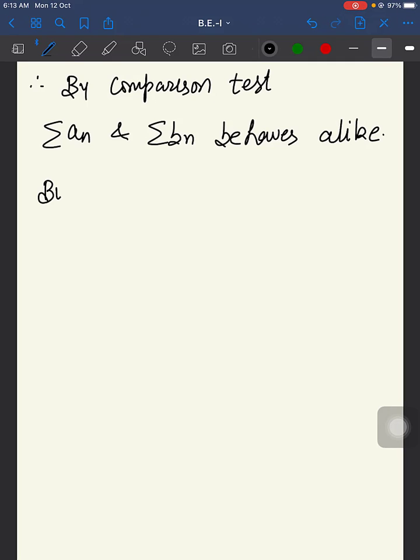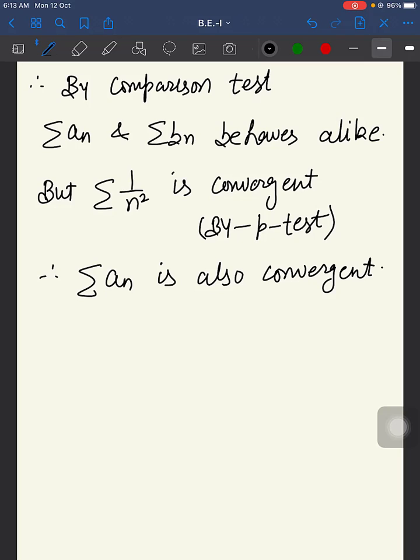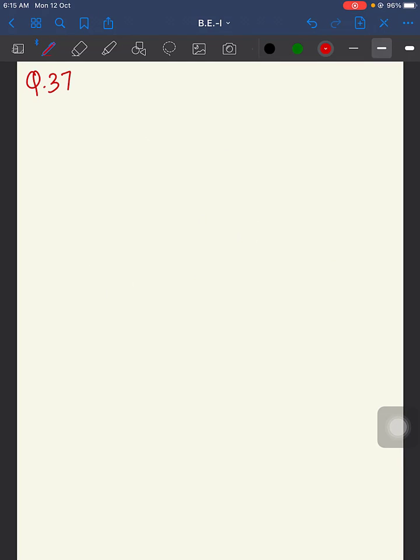But summation bn, which is 1 by n square, is convergent again by p-test. Why? By p-test, right? So therefore summation an is also convergent.